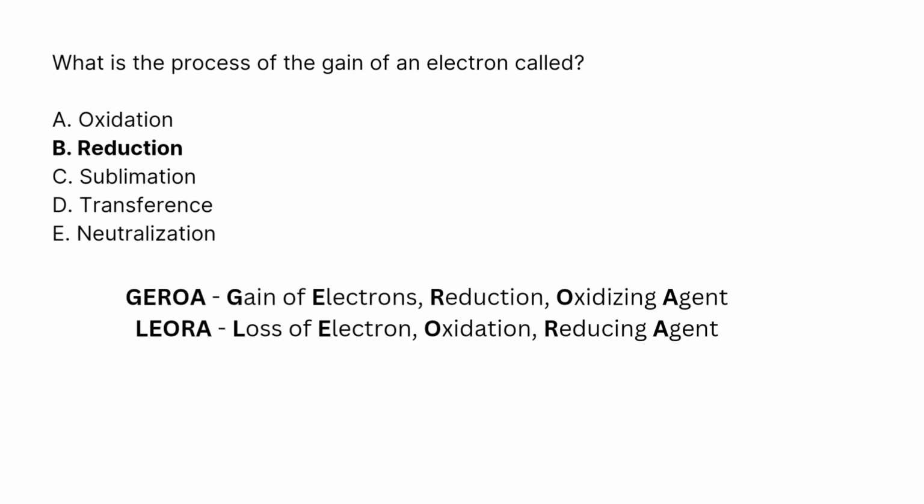The most useful mnemonics that you can use in this problem are GERA and LEORA. GERA means gain of electrons, and the process is called reduction, and the substance is an oxidizing agent. LEORA, on the other hand, is the loss of electrons, and the process is called oxidation, and the substance is a reducing agent.